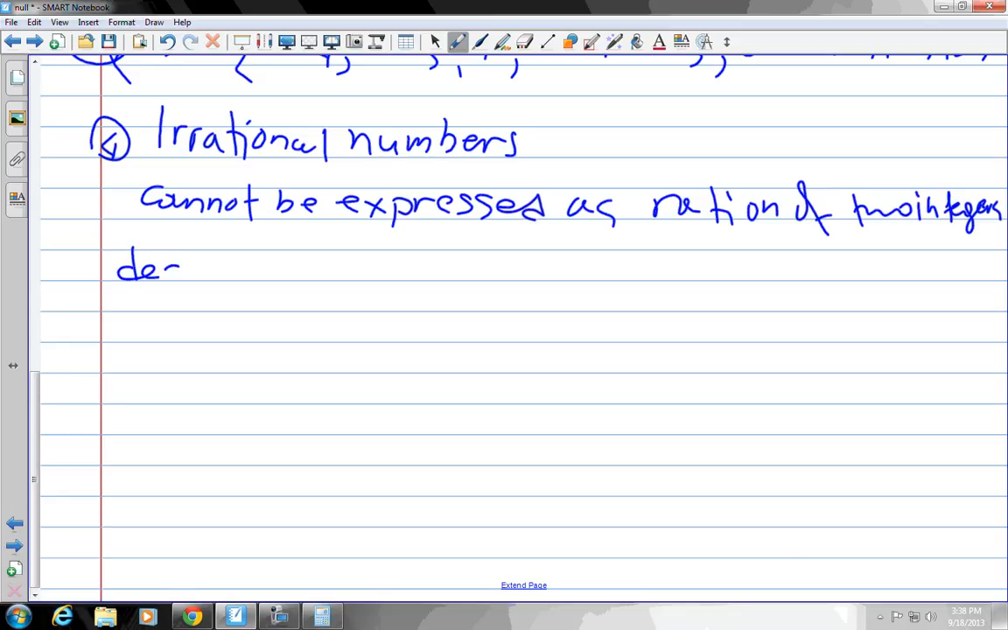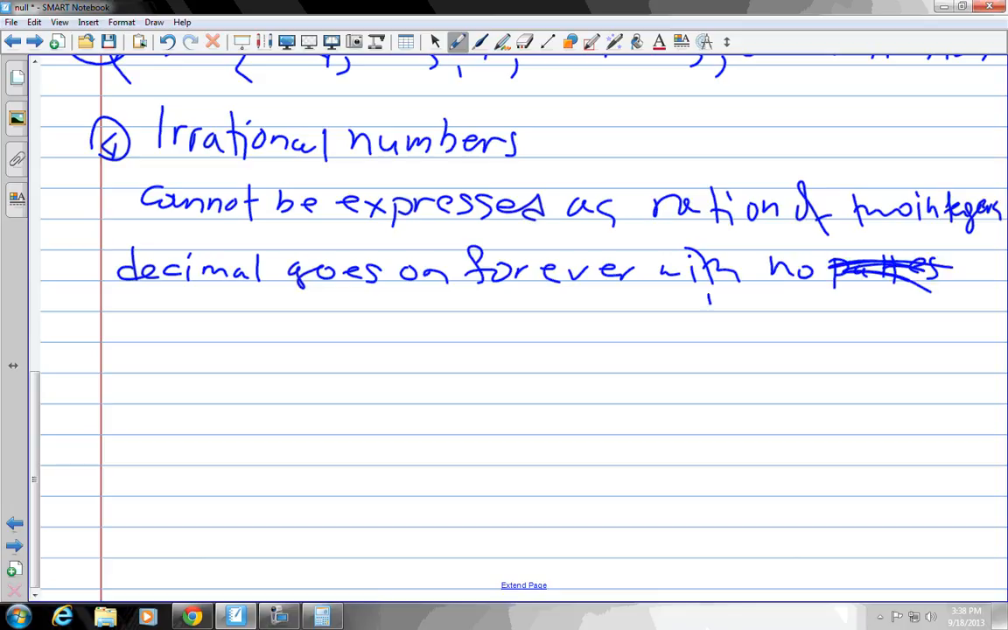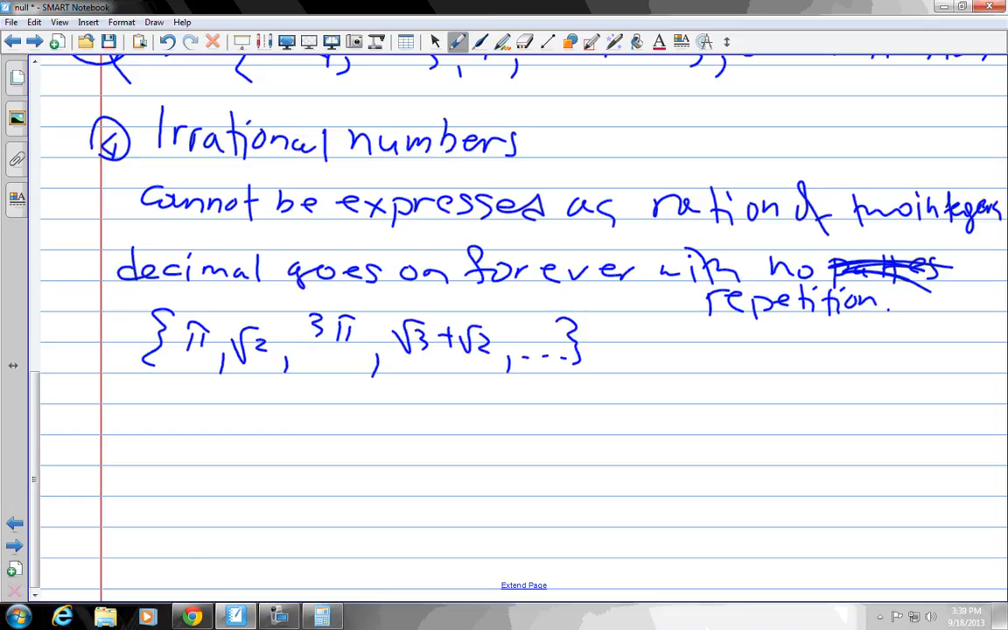So the decimal goes on forever with no patterns, basically with no repetition. So not like 1, 2, 3, 1, 2, 3, 1, 2, 3. Some examples would be numbers like pi, square root of 2, 3 pi. There are many of those numbers. Square root of 3 plus square root of 2, and so forth. There are infinitely many of those numbers as well.